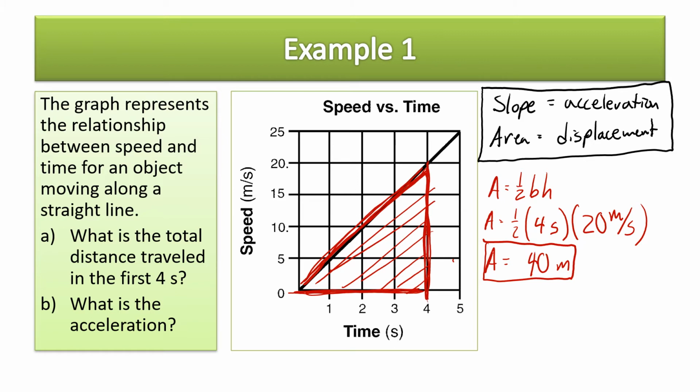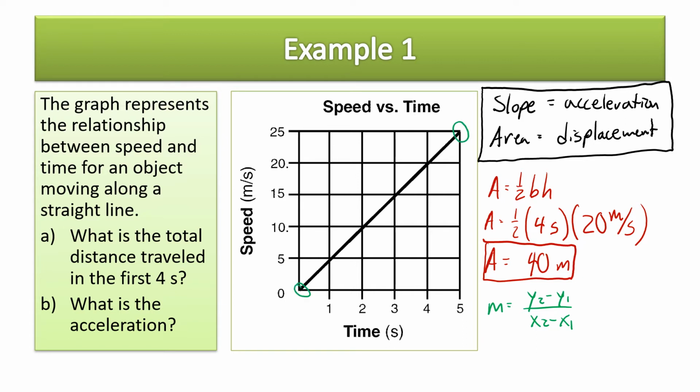For letter B, it says, what is the acceleration? Well, I know that I'm looking at a velocity time or speed versus time graph, and I know that the slope is equal to the acceleration. So if they're asking for the acceleration, I better find the slope of this line. And to find slope, you need to do y2 minus y1 over x2 minus x1. So pick any 2 points. I'll pick this one, and I'm going to pick the origin just to make my life a little easier. Y2 is up here, 25, minus y1 is 0, and x2 is 5, so over 5 minus 0, x1. So you get 25 divided by 5, which is 5.